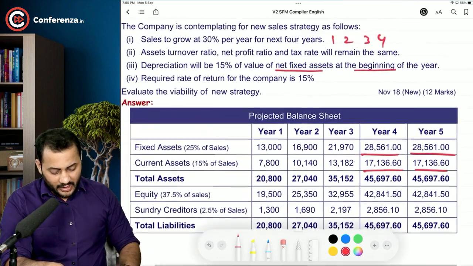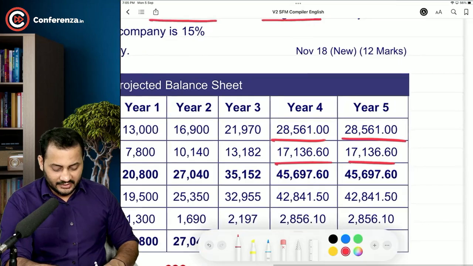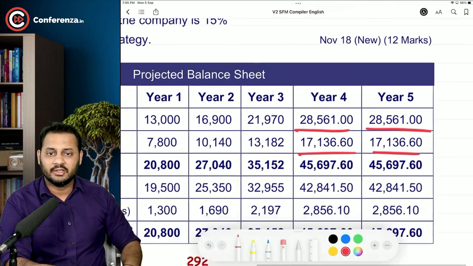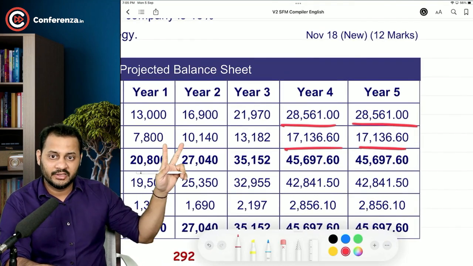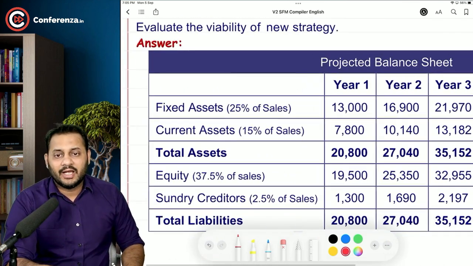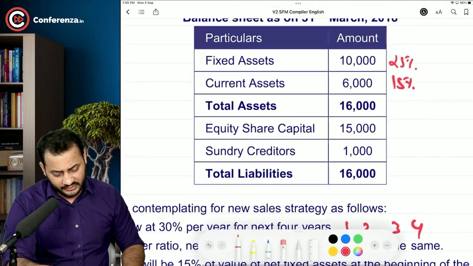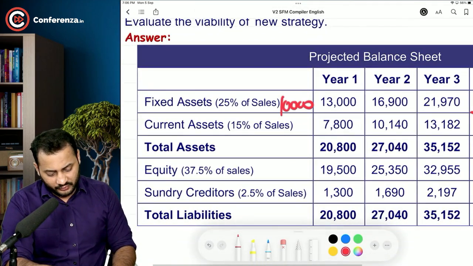So if you have to calculate the change in working capital, you can easily do that by taking the opening current assets minus 7,800, then 7,800 and 10,140 is the difference. The difference between these two will be the change in working capital for second year. Acha, how to calculate the capital expenditure? Question clearly says that fixed assets was 10,000 in the first year, right? So for the 0th point, it was 10,000.